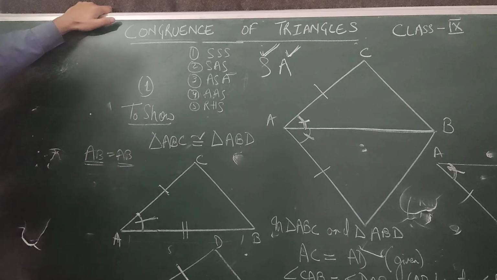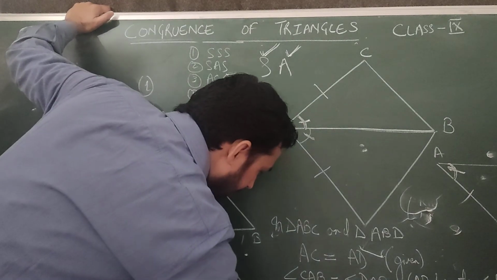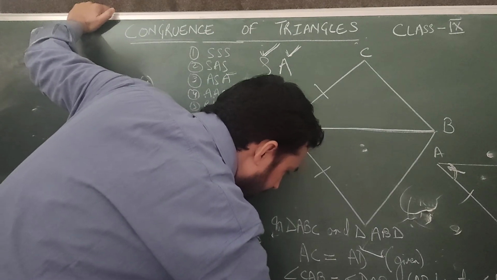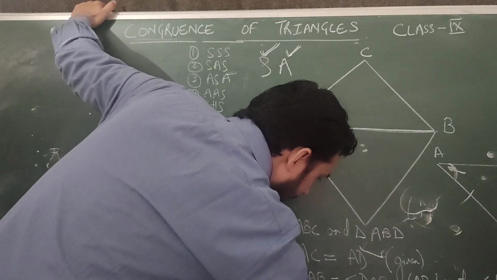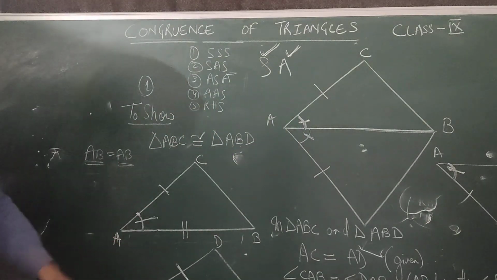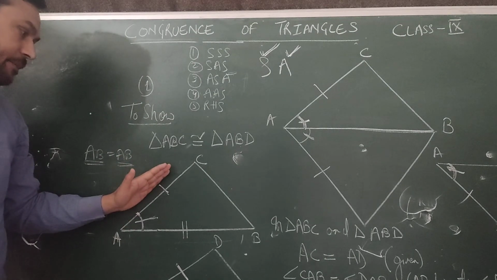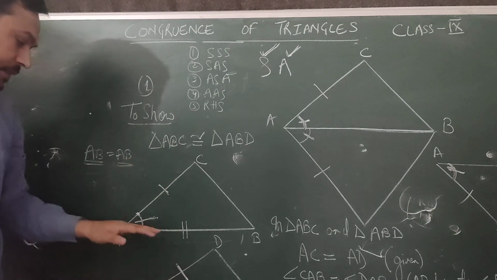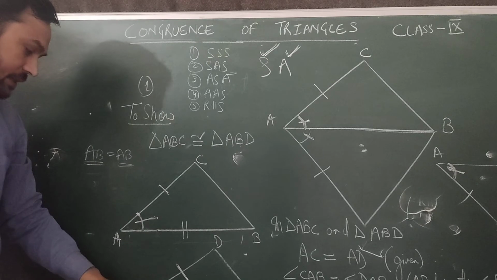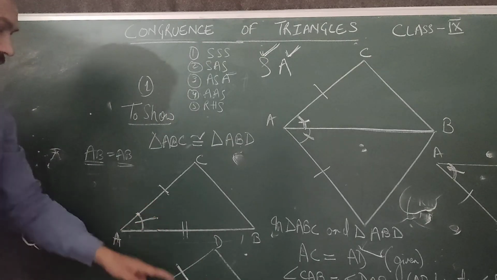They are the same line segment. So that's why we will say AB equals AB. The reason will be common. Why common? Because it is the common line segment in these two triangles. So what we have said is that this side is equal to this, this angle is equal to this, and this side is equal to this. So can we say these two triangles are congruent?